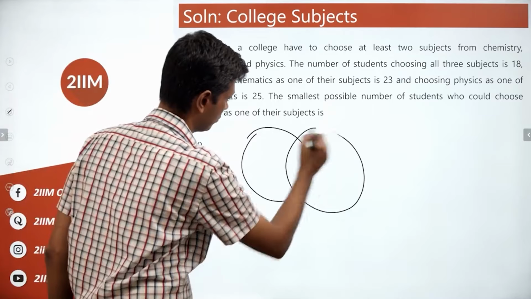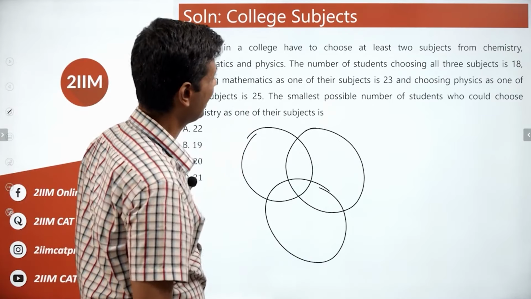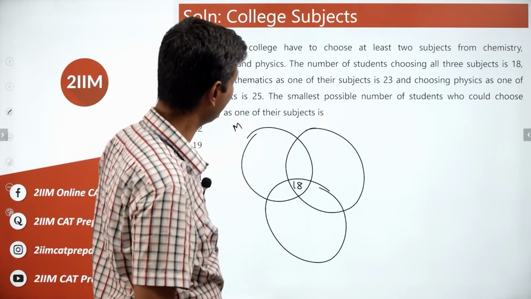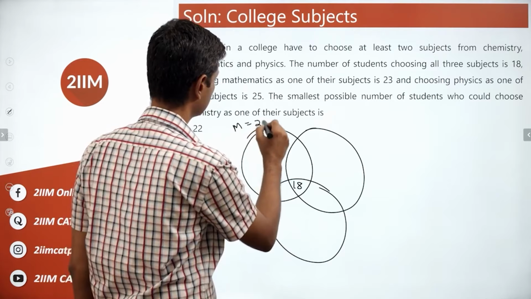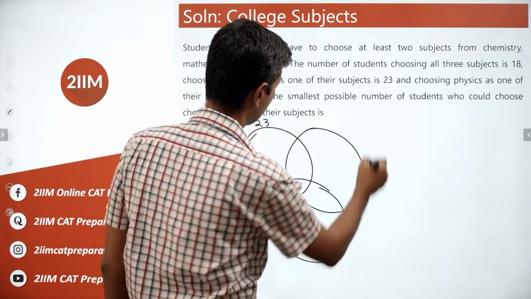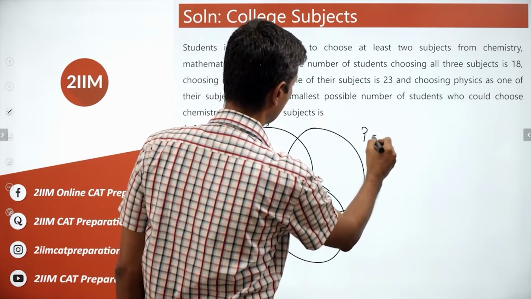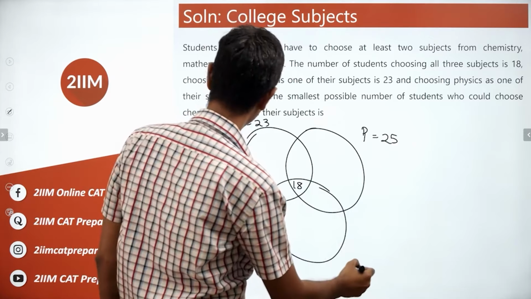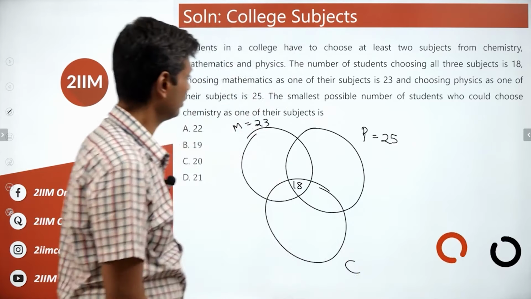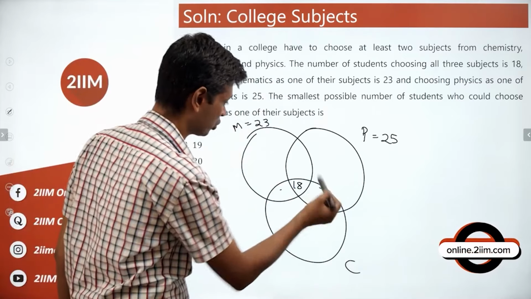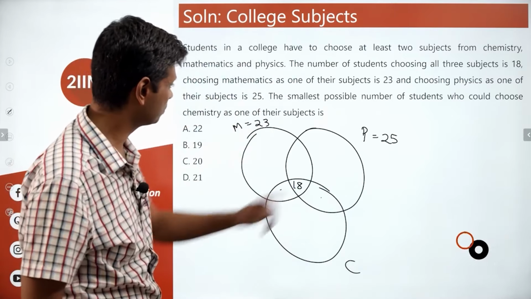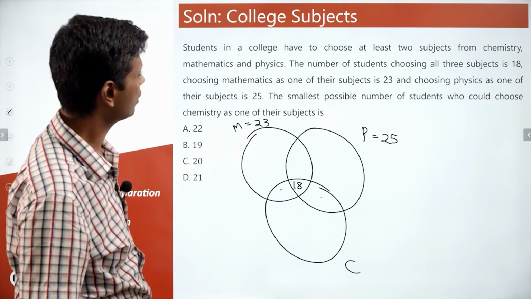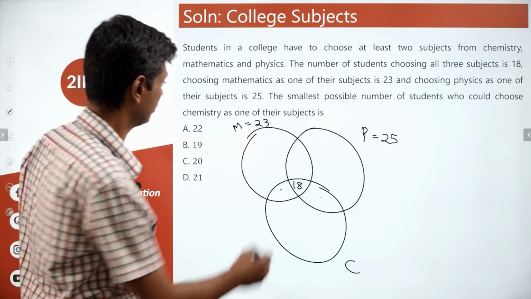Yep. Maths, physics, chemistry. I like that number 18 that goes here. We have maths here. Number of students taking math is 23. Choosing physics is 25. We want to find the smallest possible number of students who could choose chemistry. When it's smallest, then these two should be as small as possible. Right? So could these two be zero? The college students have to choose at least two subjects from chemistry, mathematics, and physics. So these are all zero.